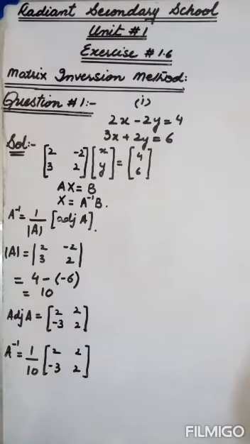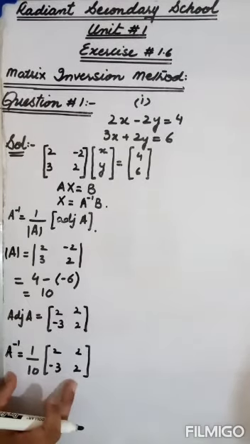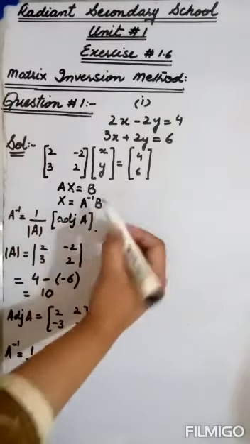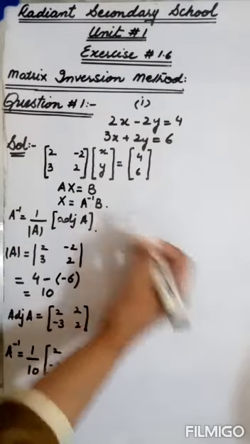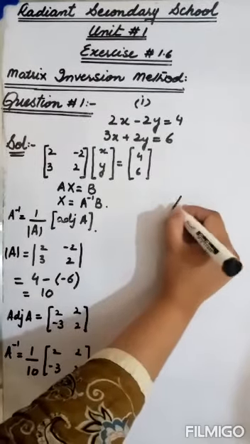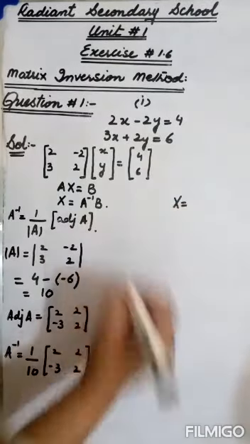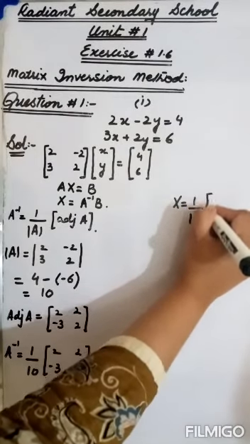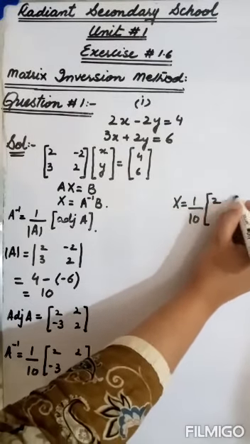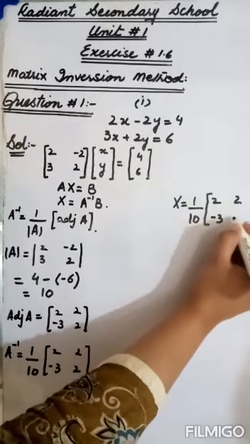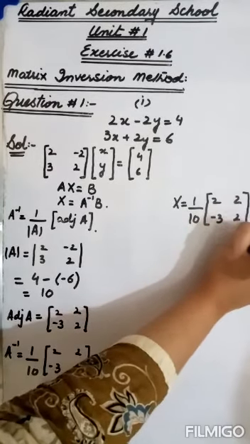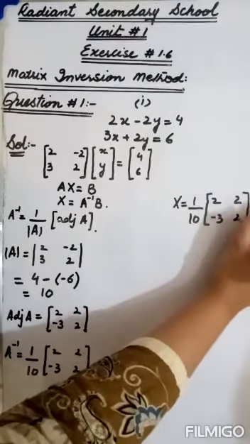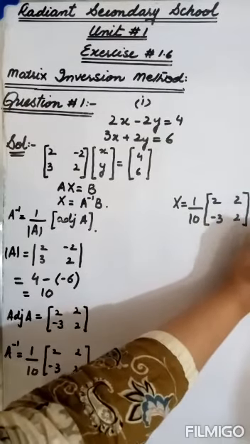Okay. Now, students, this is just A inverse. For finding X, we have to multiply this A inverse with B. So, X is equal to A inverse B. A inverse is 1 by 10 into adjoint 2, 2, -3 and 2, into B. What is B? B is 4 and 6.